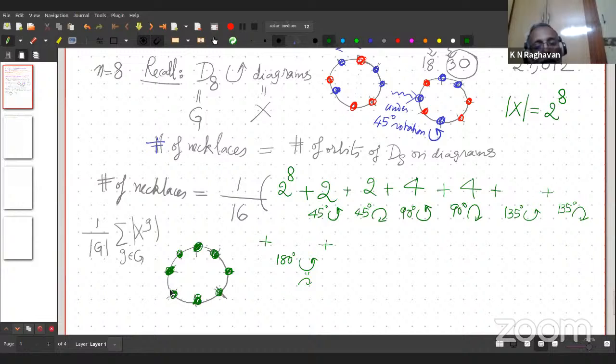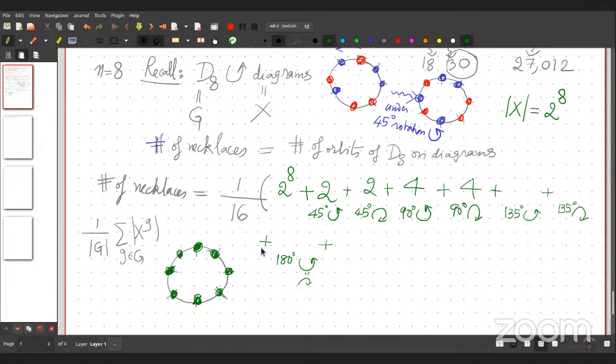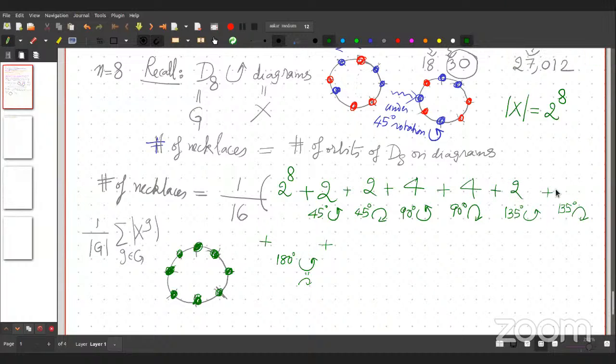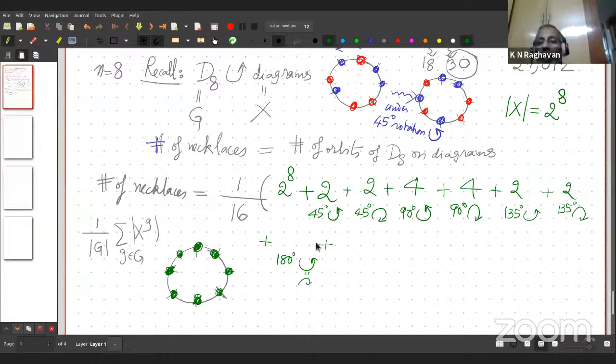So what does that mean? Full red or full blue. So there's two choices. And similarly for the other, it's the same for the other one. Okay? Now let's come to the 180-degree rotation.